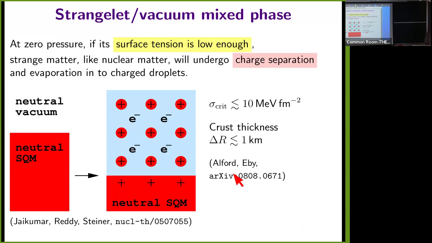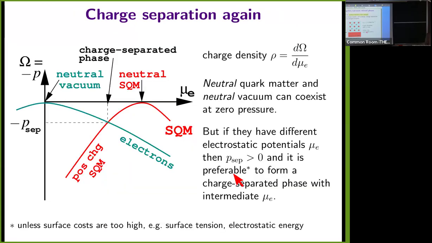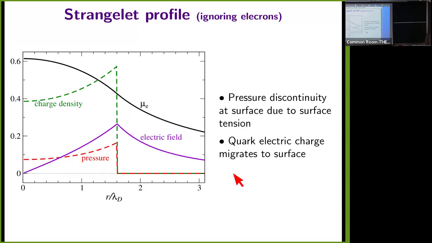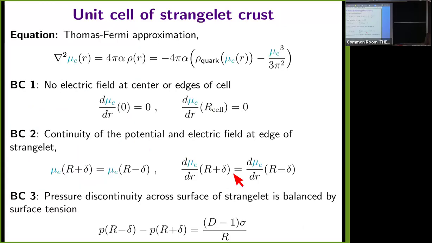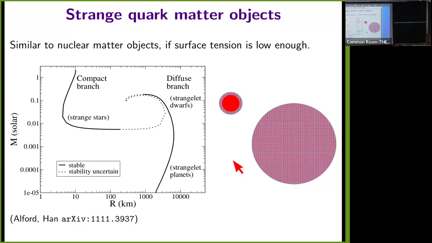So you can get an equation of state for this, and then you can put that equation of state into the TOV equation and find out how thick the crust is. So you do that. As I said, you get this profile within a unit cell. But I don't think I want to talk about it in detail. So in the strange matter hypothesis you get a whole family of objects that looks a bit like what we have in the real world.